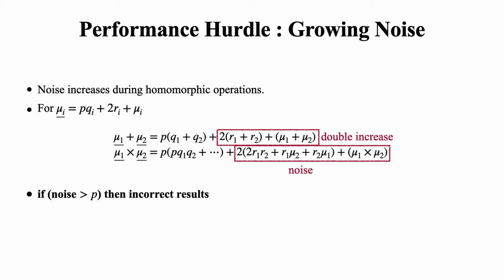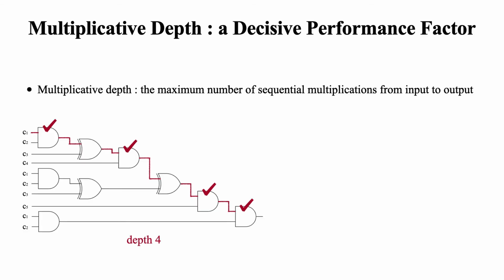Meanwhile, the noise term shows a double increase as a result of addition, and a quadratic increase as a result of multiplication. So, as homomorphic multiplication repeatedly happens, we have to use a bigger and bigger secret key P, which results in the slowdown of HE. This is why multiplicative depth is a decisive performance factor of HE.